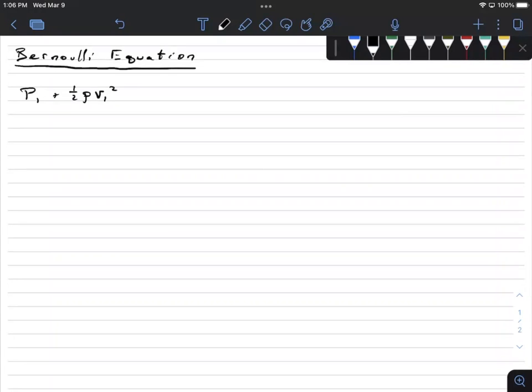V, little v, that's the velocity. How fast is the fluid moving in this particular location of the system? And then the last term is the term which deals with how changing the height, moving up or moving down, will affect the pressure in these pipes or in the fluid. And that is rho times g, g being the normal 9.8 we use for gravity, times h, h being the height.